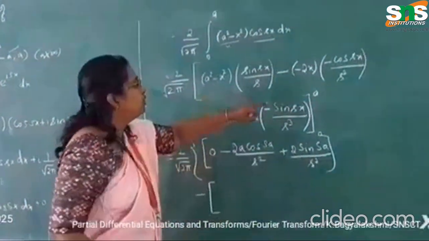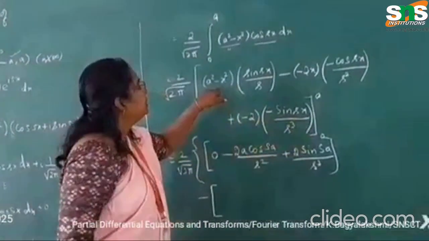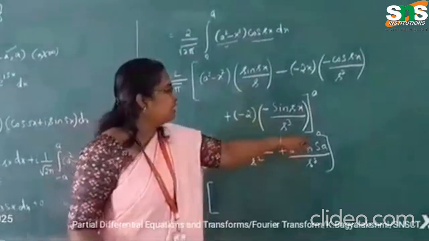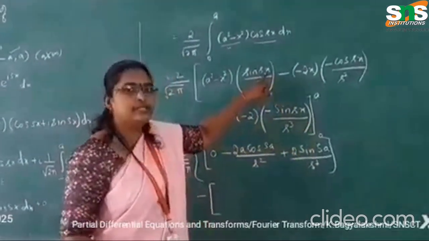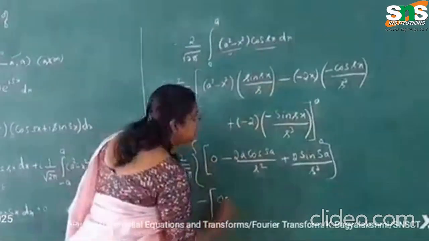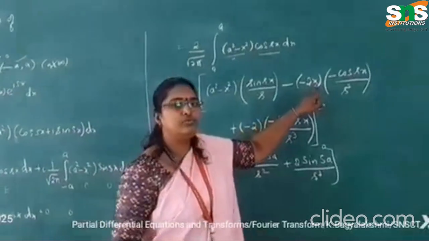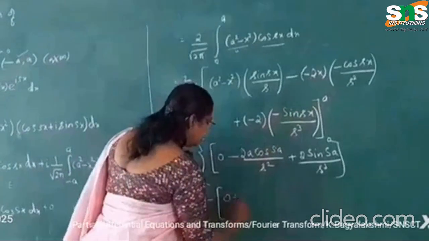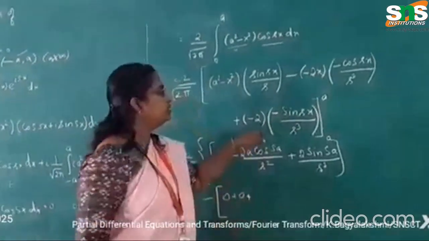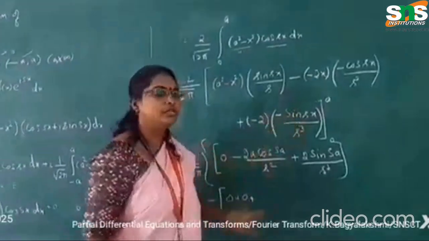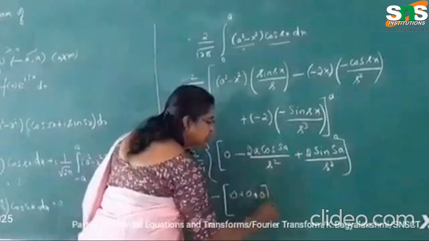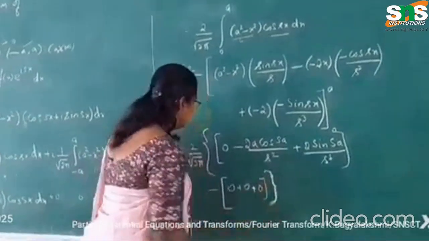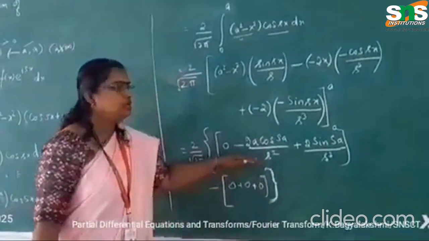So what is the lower limit? 0. Here in the first term the first bracket becomes 0. For the second term, substituting 0, sin 0 is 0, so the first value becomes 0. And here, replacing x with 0, it becomes 0. And in the third term again sin 0 is 0, so the third term is also 0. So the lower limit all becomes 0. Only the upper limit remains.